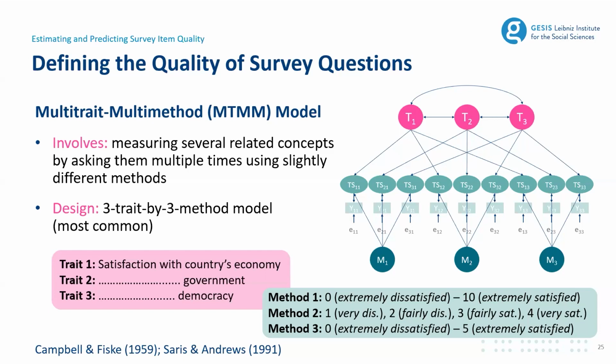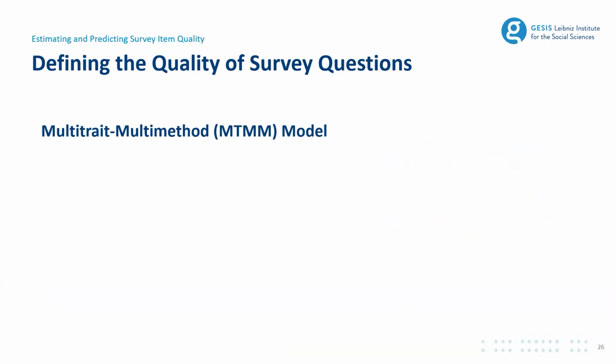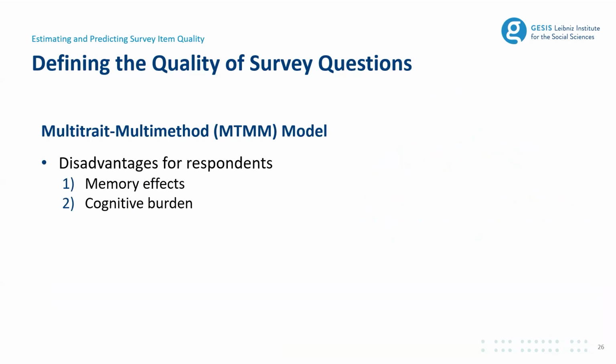As you see, this model is quite complex, and it also involves that people are being asked the same question in slightly different ways several times, and not only for one particular trait, but actually for 3 different traits. So this MTMM model obviously bears some disadvantages for respondents, being memory effects, obviously, and cognitive burden. If you have to answer all the time the same questions, you might remember what you answered before, and it is also very annoying, and so on and so forth.